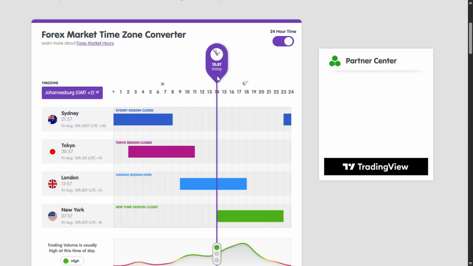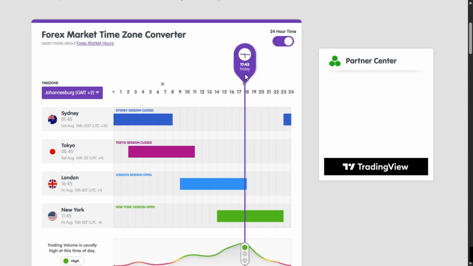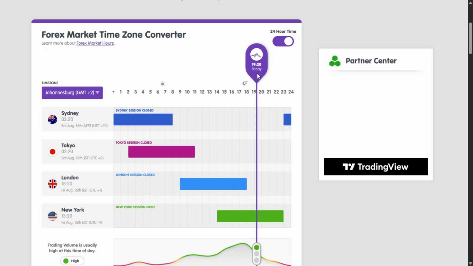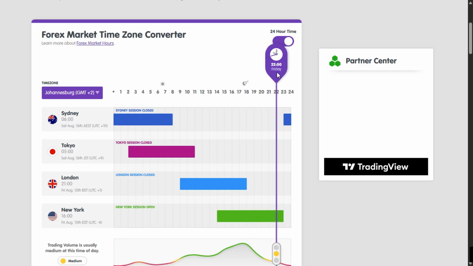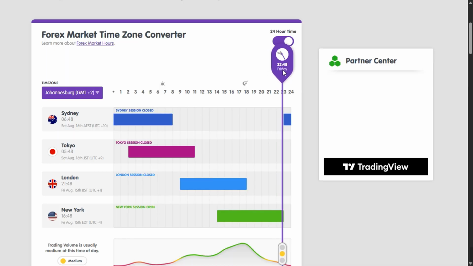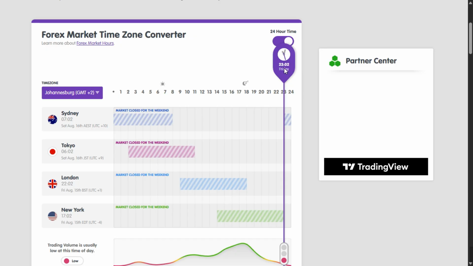London keeps going until 6 p.m., but at 2 p.m., the New York session opens, and we get the famous London-New York overlap, often the most liquid part of the trading day. Finally, New York closes at 11 p.m., and right on cue, the Sydney session opens again, and the whole cycle repeats. This constant rotation of sessions is the backbone of the AMD phases we talked about earlier.